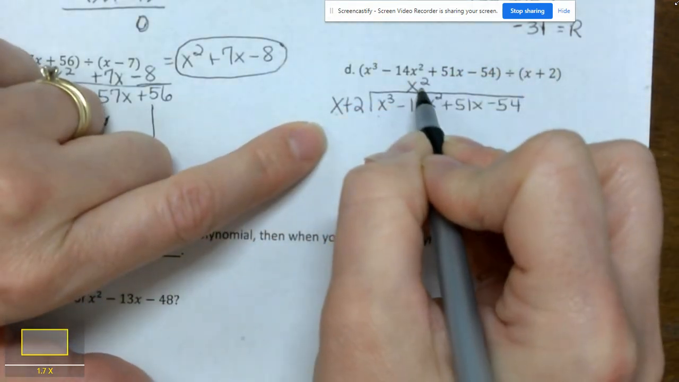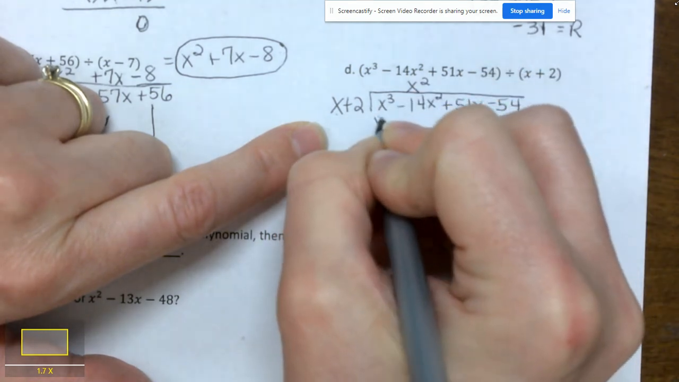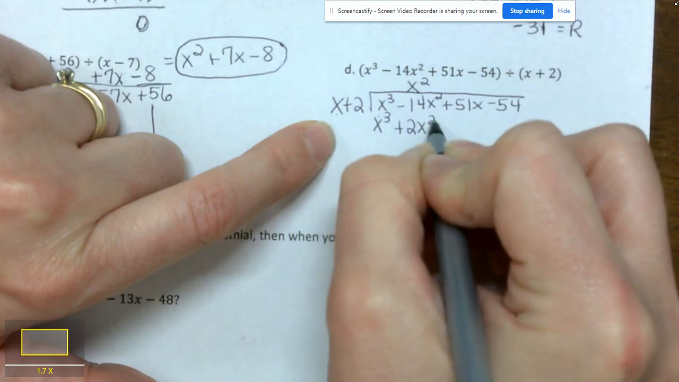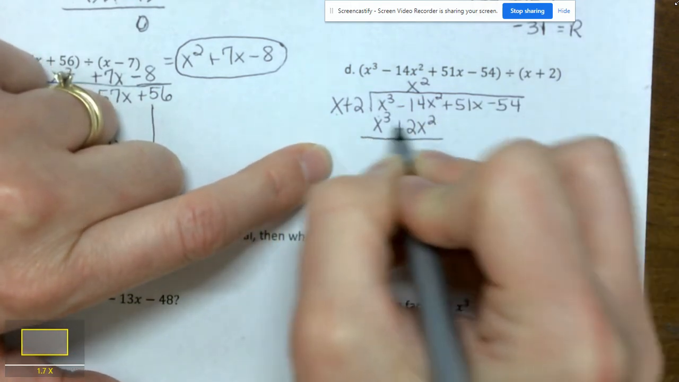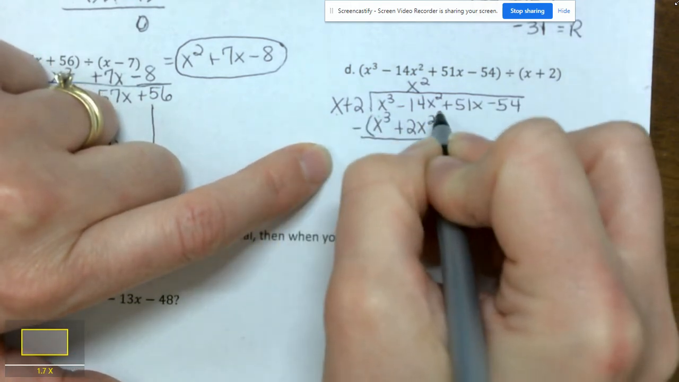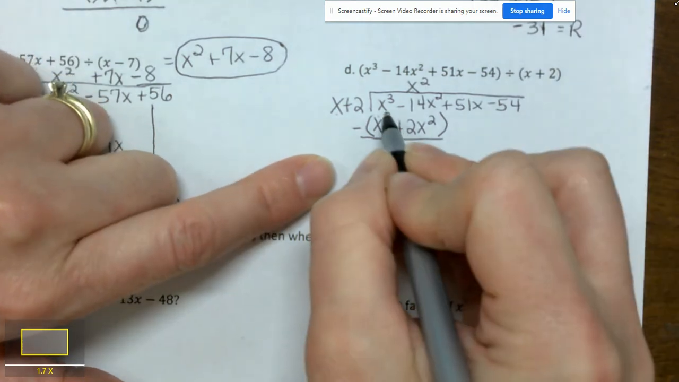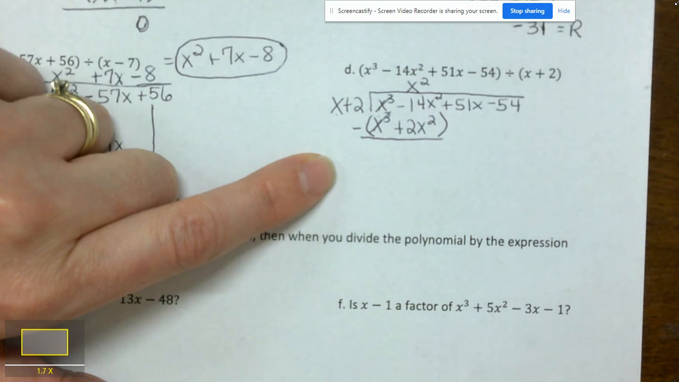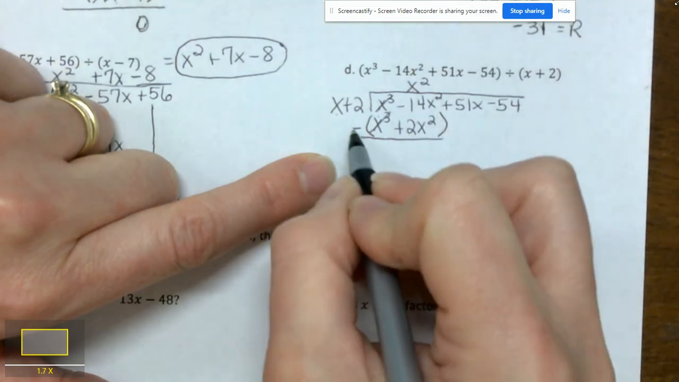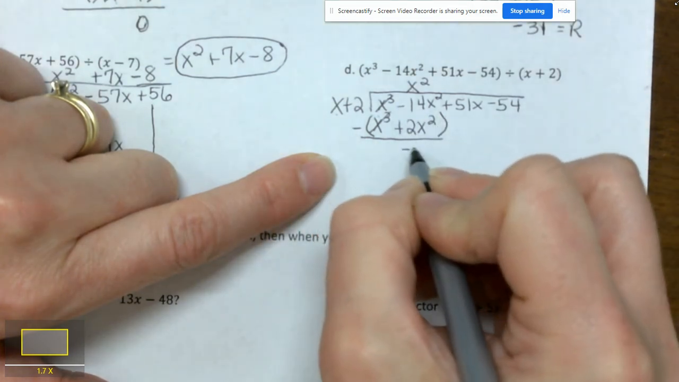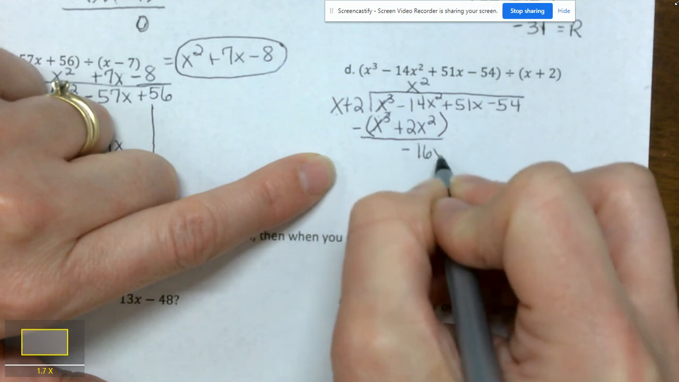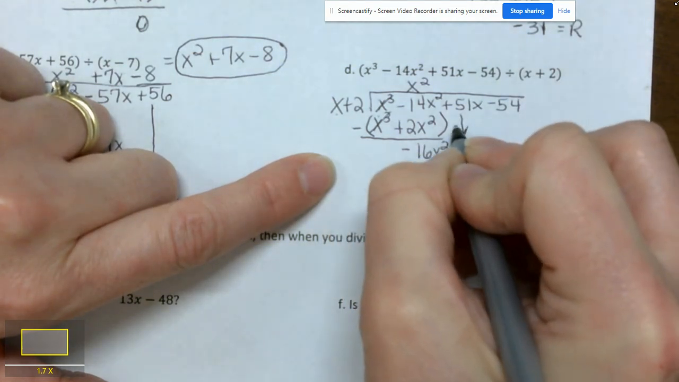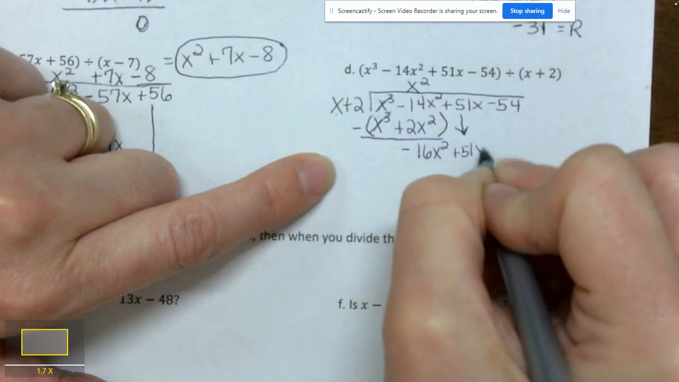Then we multiply. X squared times x is x cubed. X squared times 2 is positive 2x squared. Draw your line, subtract, parentheses. X cubed minus x cubed, that's nothing. Negative 14 minus 2 is going to be a negative 16x squared. And then we're going to pull down that plus 51x.